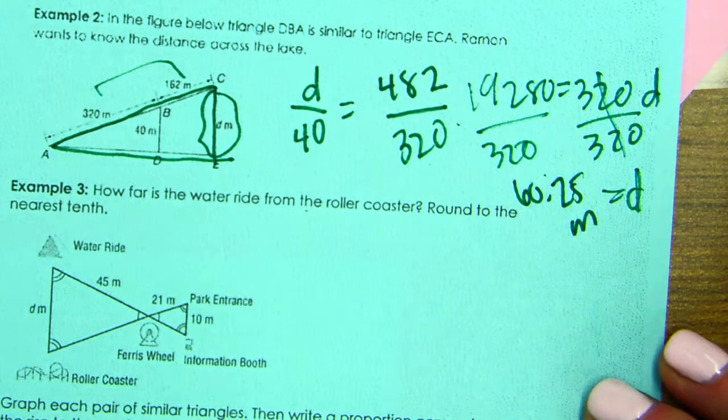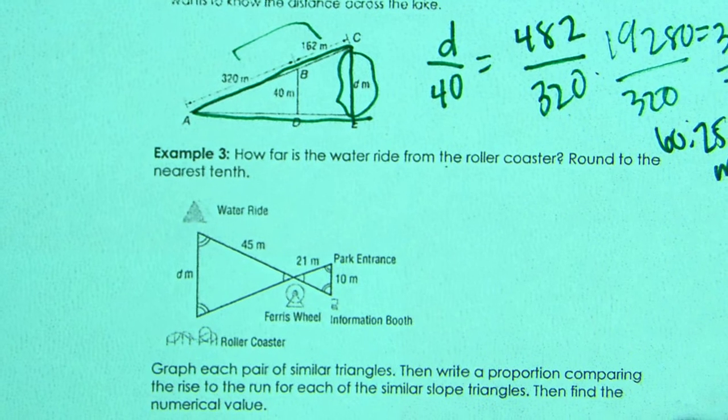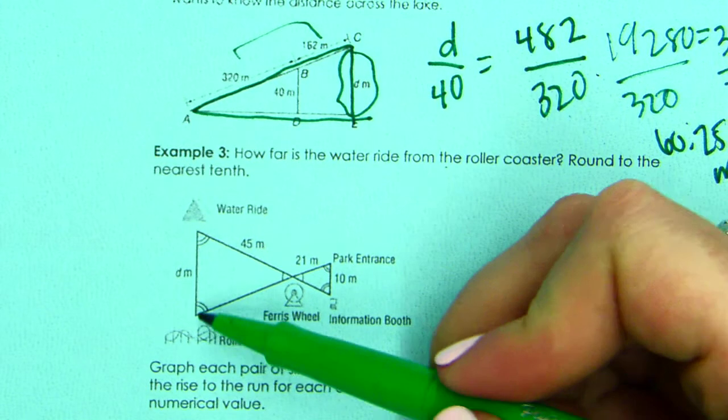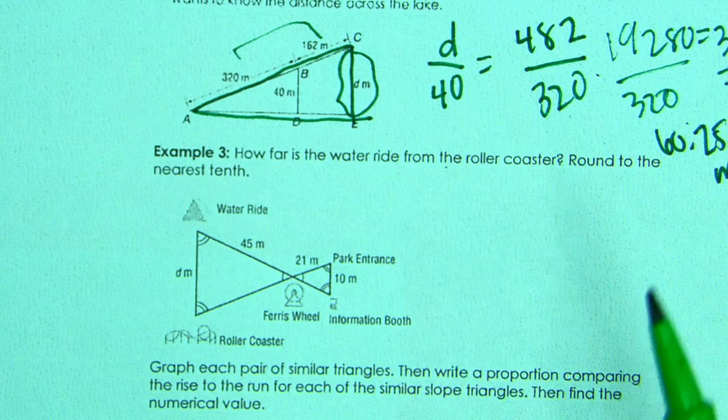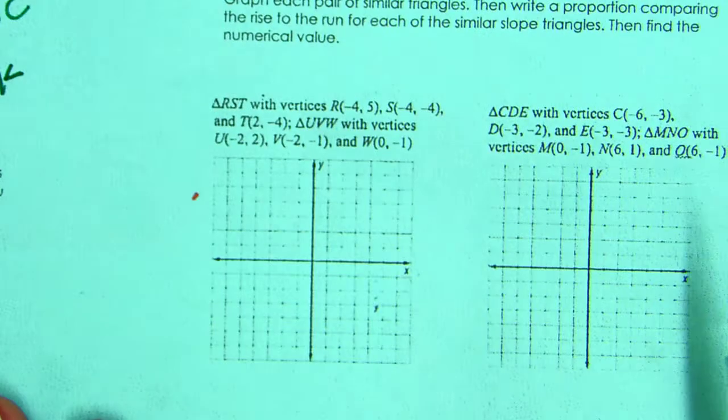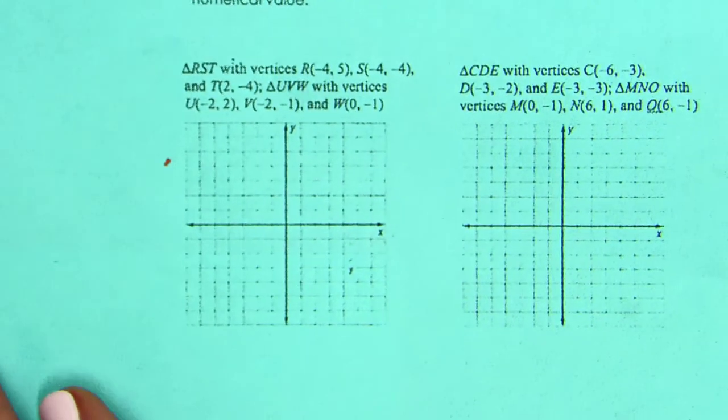I'm going to have you do example 3 for your question and submit that in the answer box. So it says, how far is the water ride from the roller coaster? That's this distance over here, round to the nearest tenth. Okay, this next part is different. So you're submitting example 3 for this one to get credit for this video.